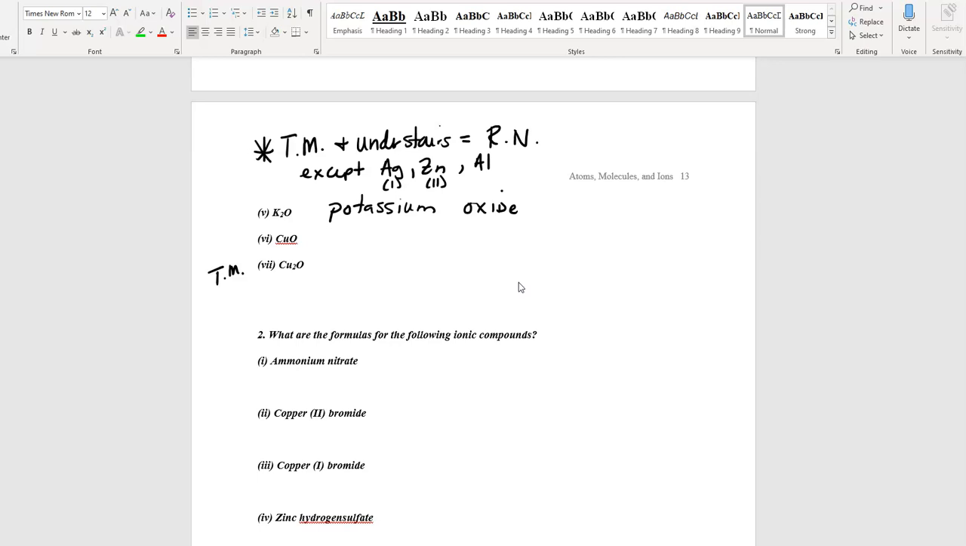So I got copper and I got oxide. But notice the second one, I also have copper and I have oxide. But we have to figure out what those charges were. It's what I like to call working backwards.